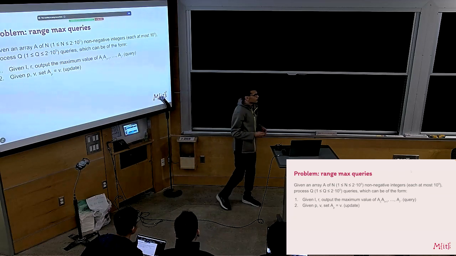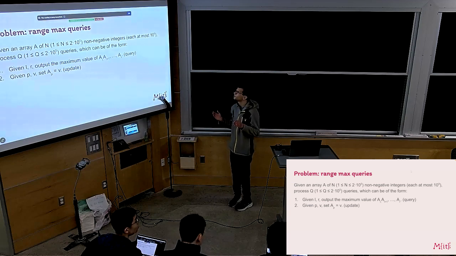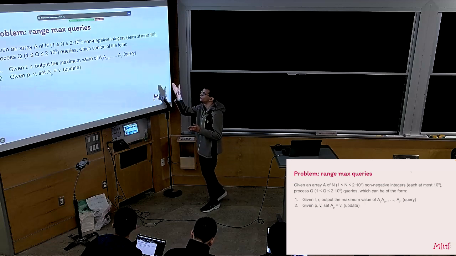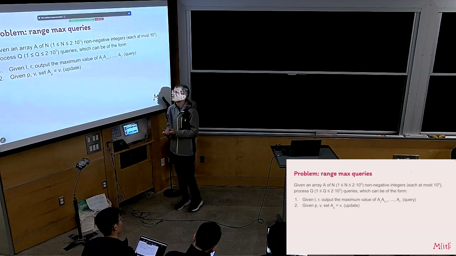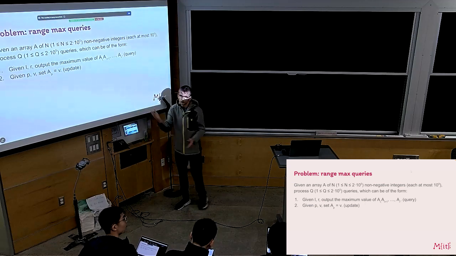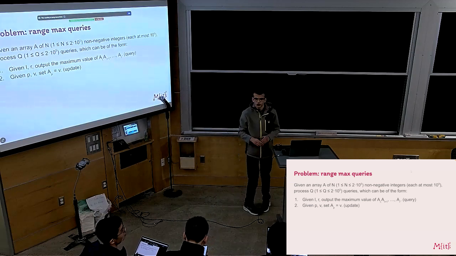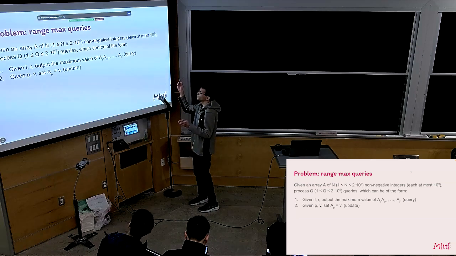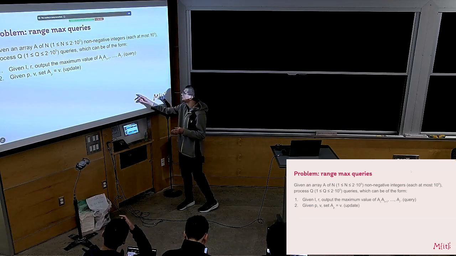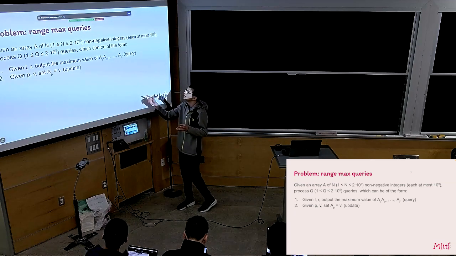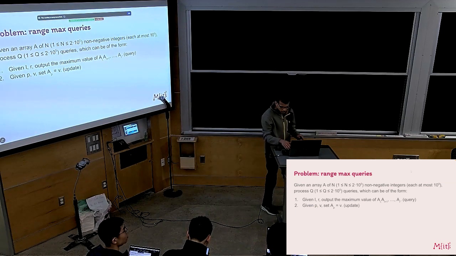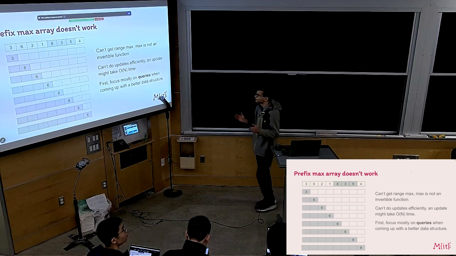And you will notice that prefix sum arrays really cannot support either of these operations. Updates on a prefix sum array would be expensive because you might have to update all of the elements of the prefix sum array, for example, if you update the first element of the original array. And then prefix sum arrays also fundamentally do not support range max queries.